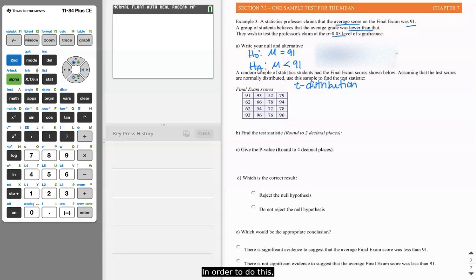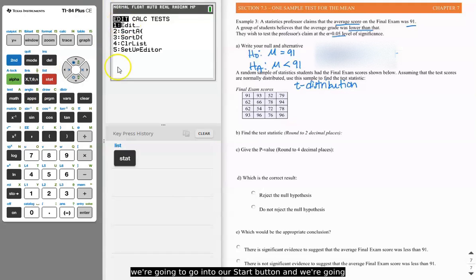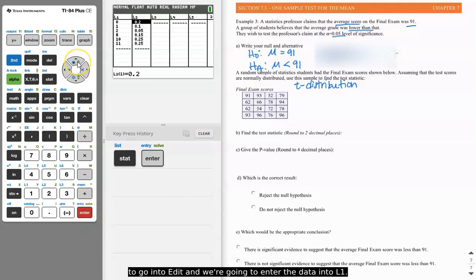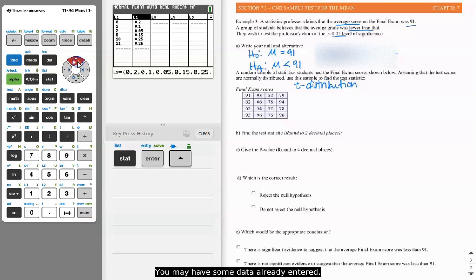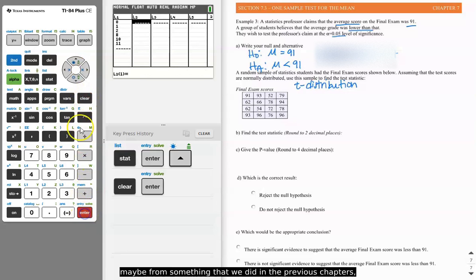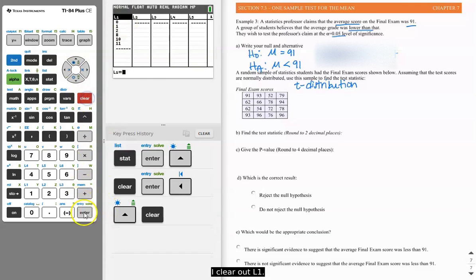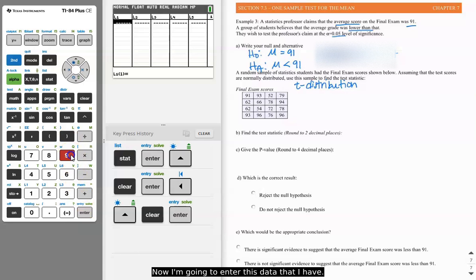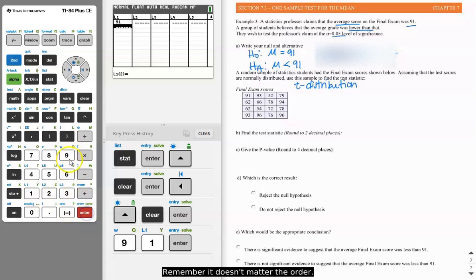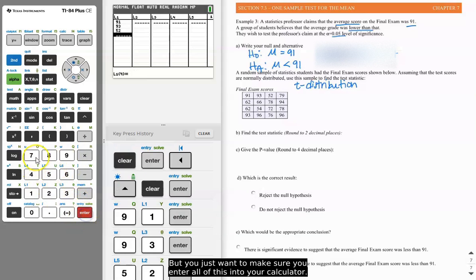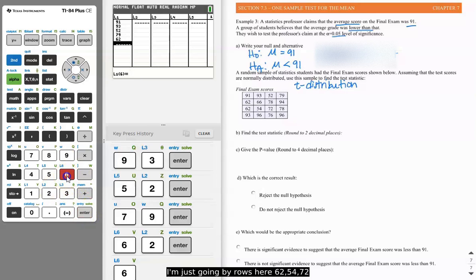So in order to do this, we've entered data before. Anytime we enter data, we are going to go into our stat button, go into edit, and enter the data into L1. You may have some data already entered. I'm just going to clear this out quick, maybe from something we did in the previous chapters. I'm going to clear out L1, and now I'm going to enter this data that I have. And remember, it doesn't matter the order. You could go by rows, columns, totally up to you. But you just want to make sure you enter all of this into your calculator. So I'm just going by rows here.